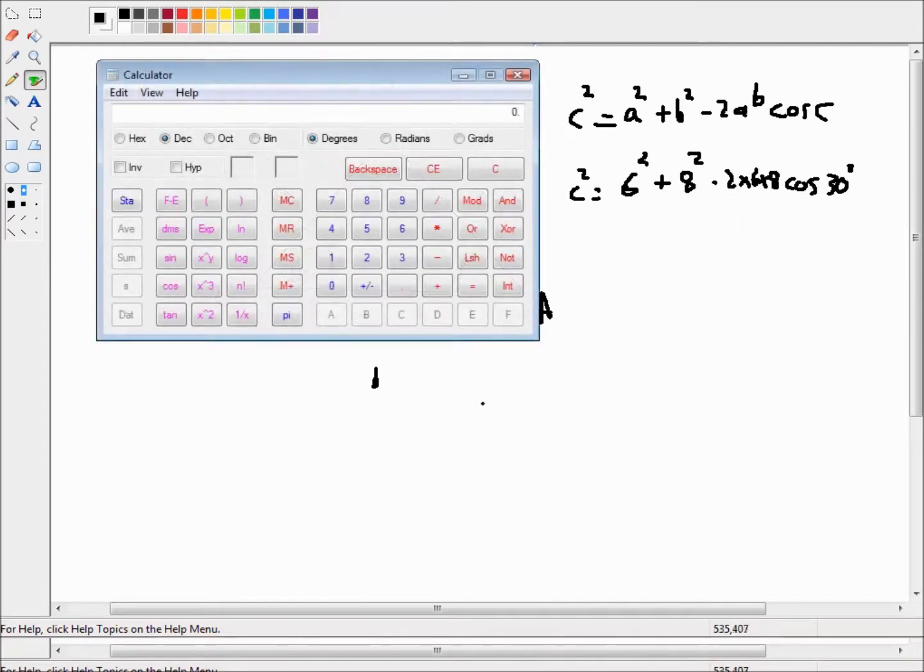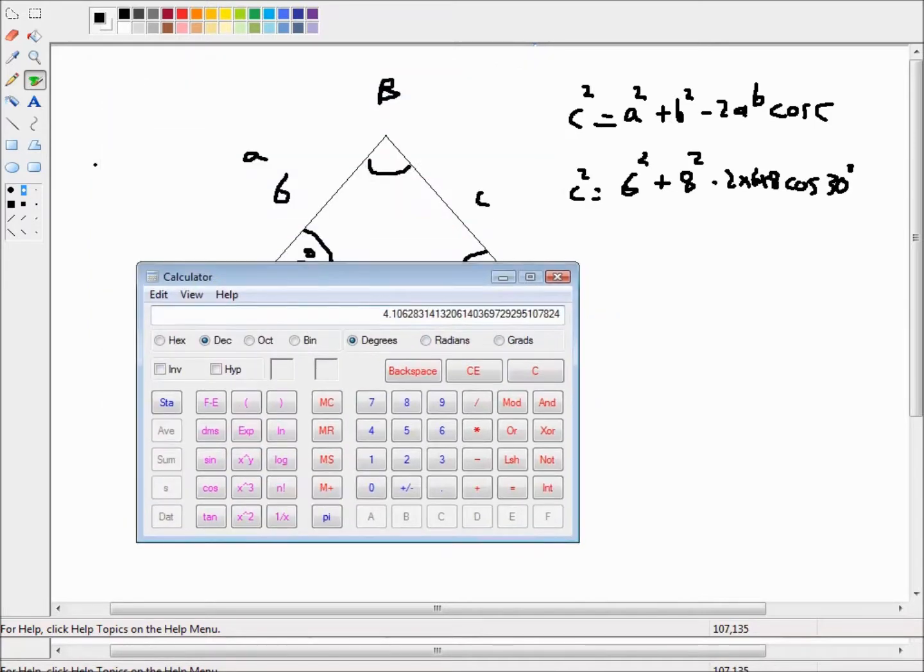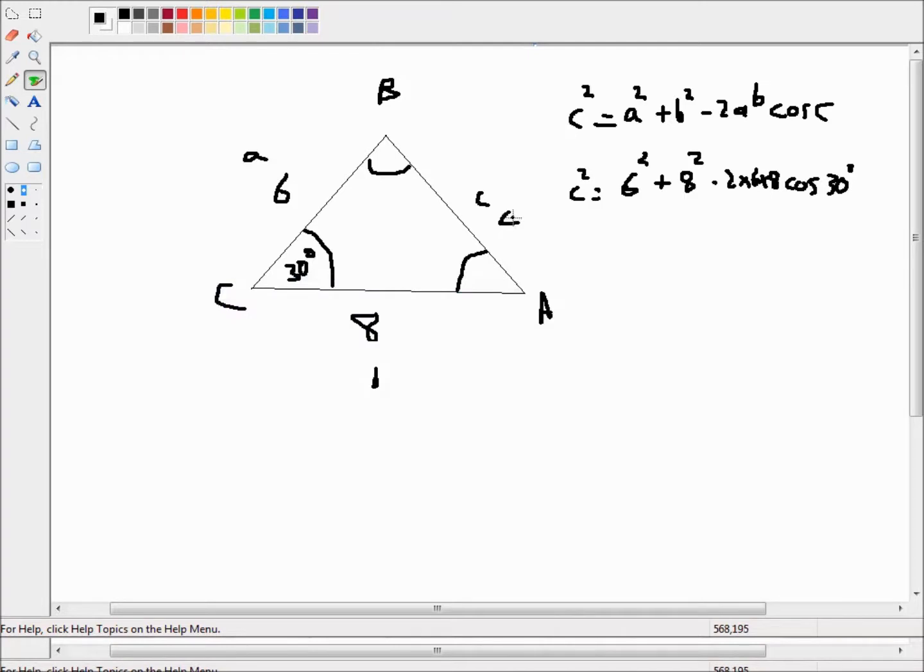Okay, so I have my scientific calculator. I'll make sure that it's set on degrees. So 6 squared plus 8 squared minus 2 times 6 times 8 times 30 cosine is equal to 16.86, and then we need to get the square root of that. So that's 4.1. So this C will be 4.1.